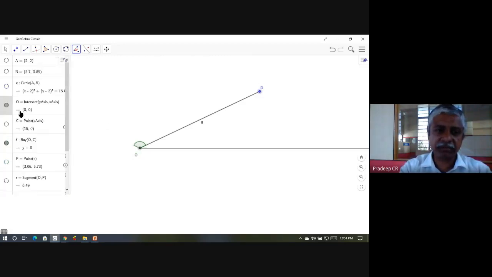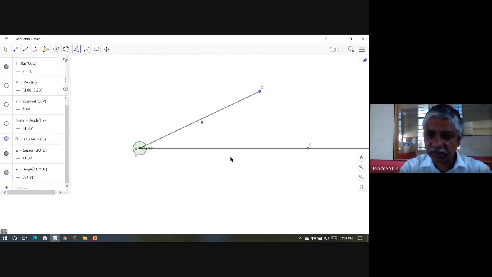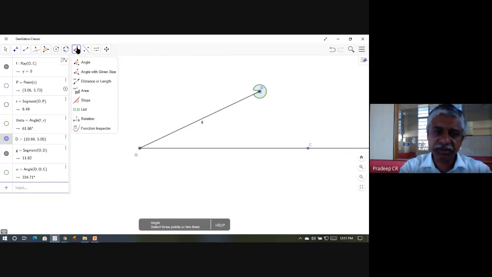I know GeoGebra is not very conducive, it will give me 360 minus this. So let me just change that. Let me see if it gives this. No, it doesn't give me. Sorry.